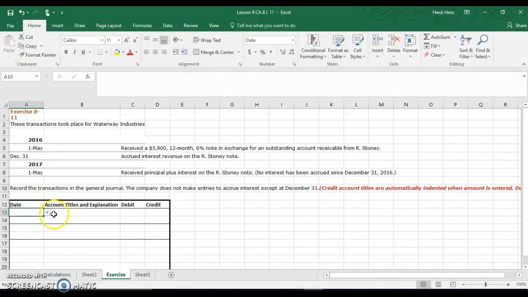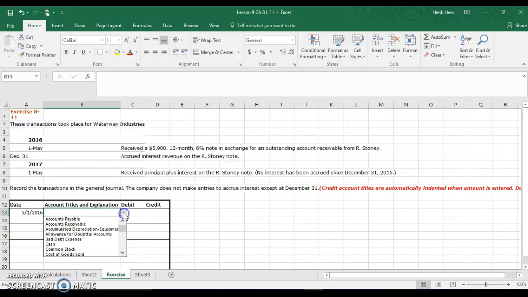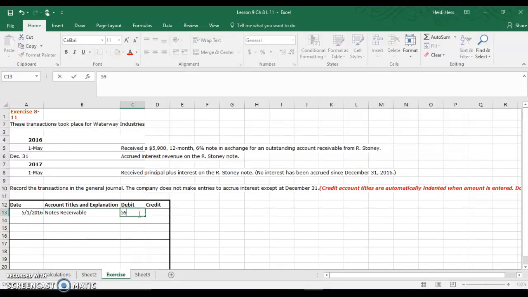So the first transaction is going to be the May 1st entry, which is going to be receiving a $5,900 note. We've got the terms here. It's a 12-month note with 6% interest in exchange for an outstanding accounts receivable from R. Sony. So the first thing that we're going to do is debit the notes receivable for $5,900. And because this is an exchange for an outstanding accounts receivable, we're going to go ahead and credit accounts receivable here for $5,900.